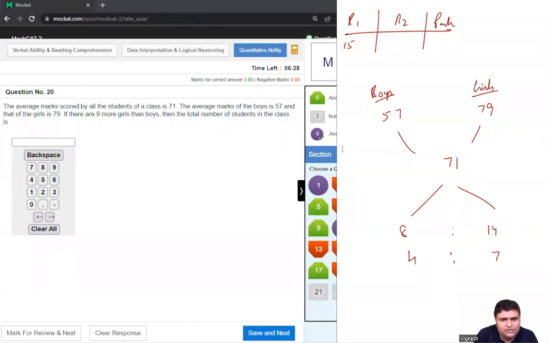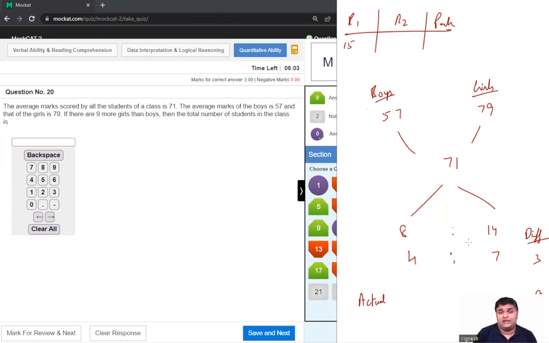What is given here? The difference in the number of girls and boys is 9. The difference of 7 minus 4 is 3 parts. Girls are 9 more than boys, so the 3 parts pertain to 9 in actual terms, correct? Some will do 4x and 7x; there are several ways of doing it.